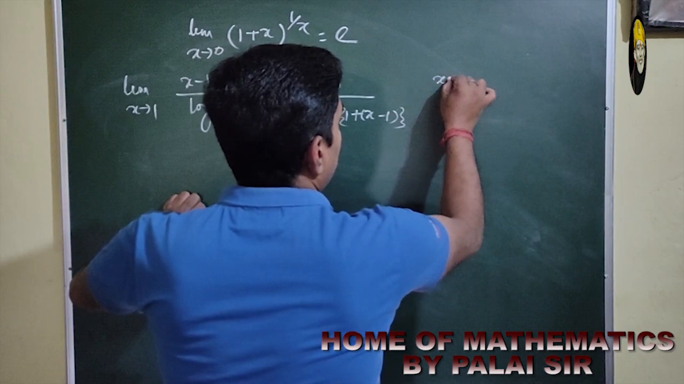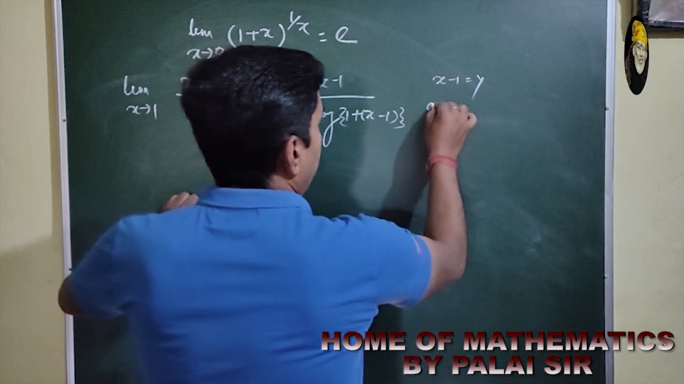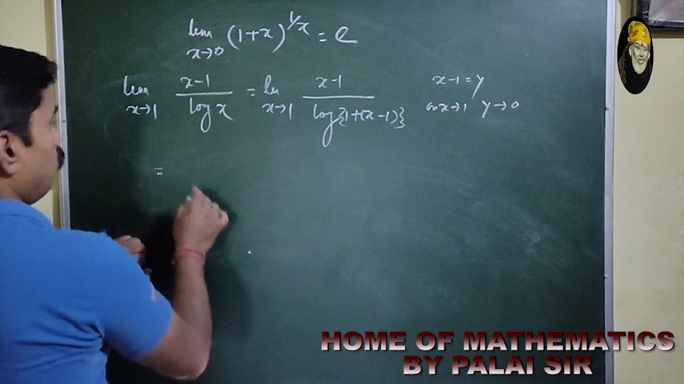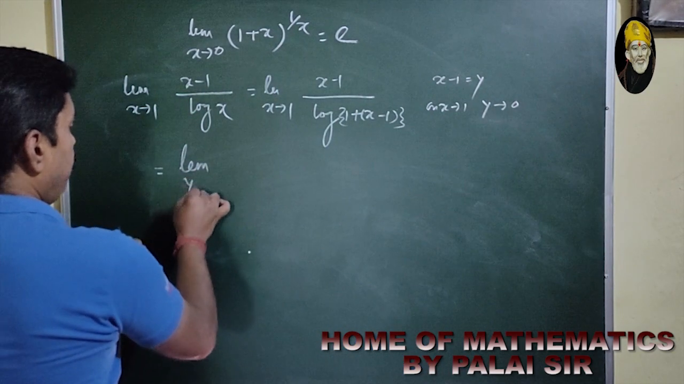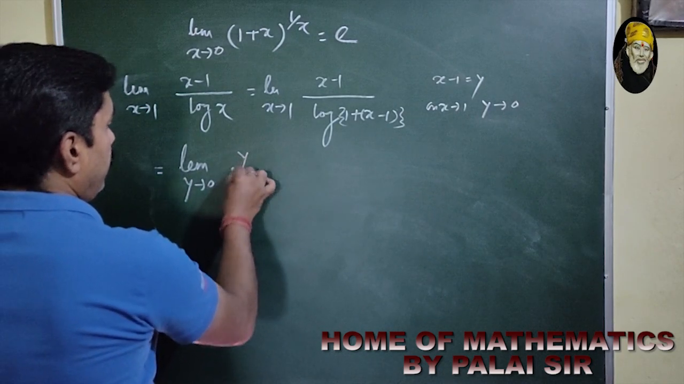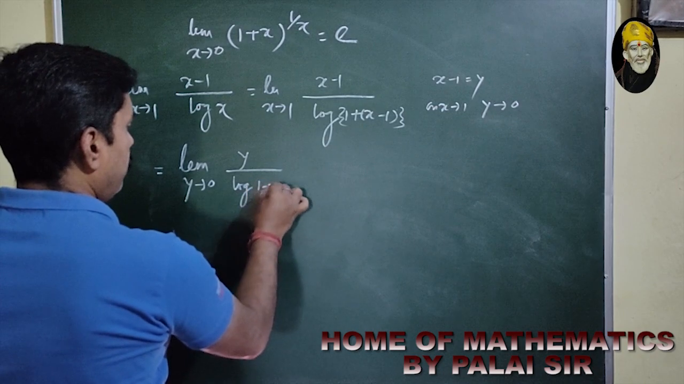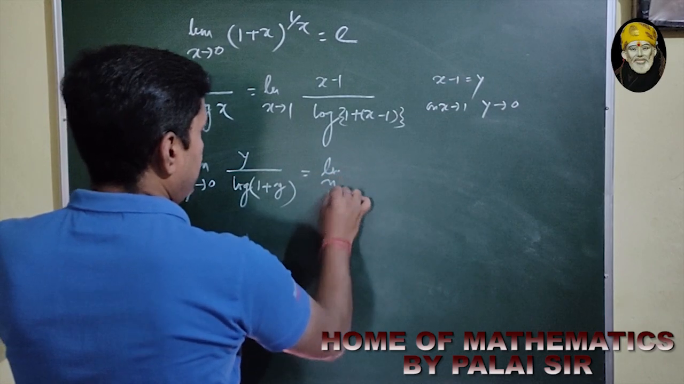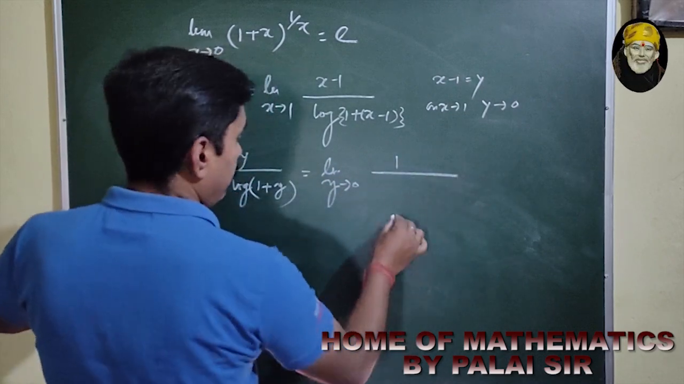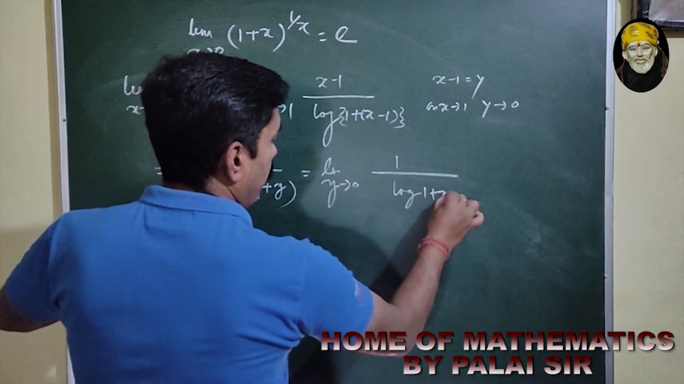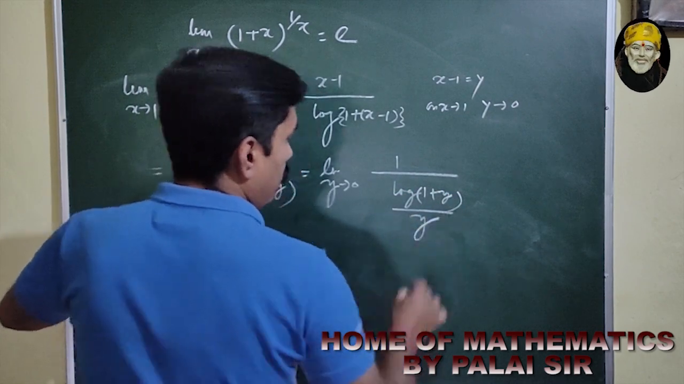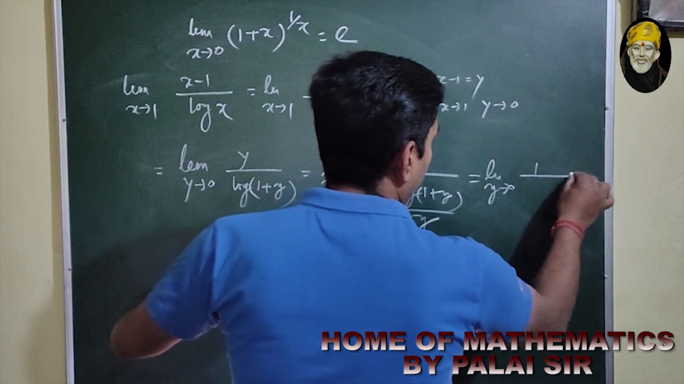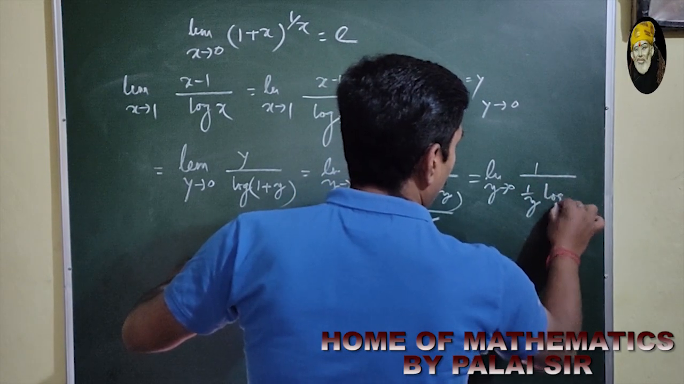Now you take x minus 1 as y. As x tends to 1, y tends to 0. So what will be its value now? Limit y tends to 0, y divided by log(1 plus y). This can be written as limit y tends to 0, 1 by (log(1 plus y) divided by y), or you can write it as limit y tends to 0, 1 by (1 by y into log(1 plus y)).